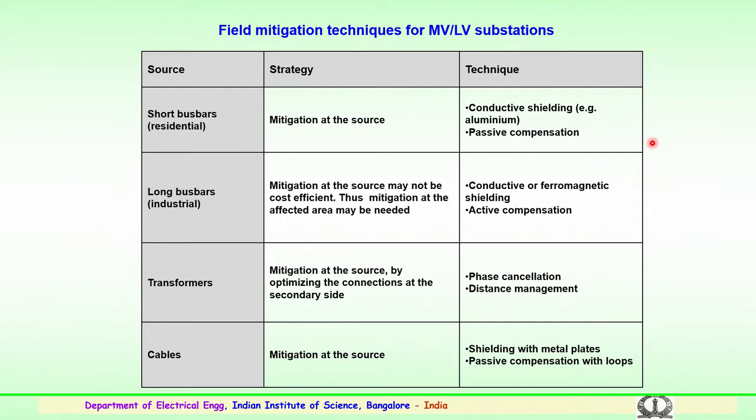For equipment like transformers, the phase cancellation technique is normally adopted, and also distance management, the clearances, will reduce the magnetic or electric fields. For cables, shielding with metal plates or going in for passive compensation with a loop arrangement will reduce the magnetic or electric fields in case of medium voltage or low voltage substations.